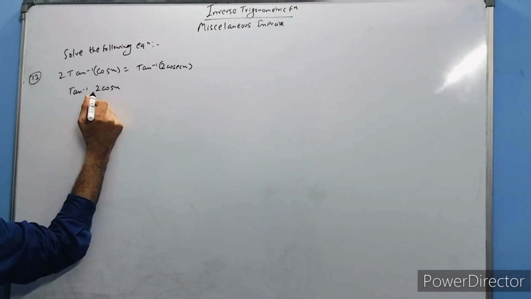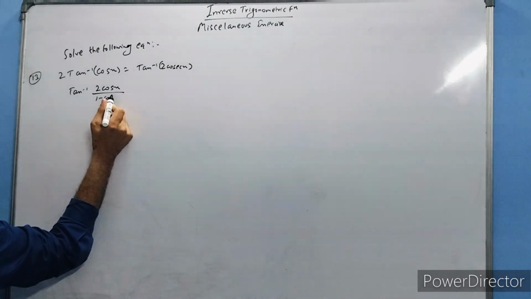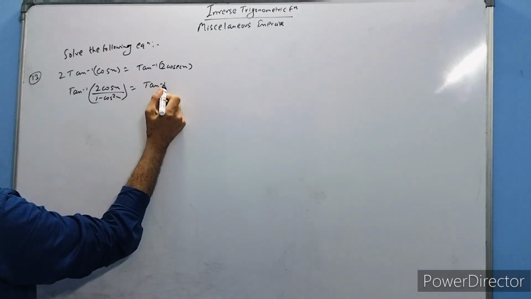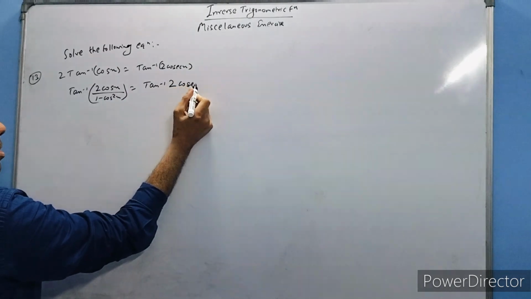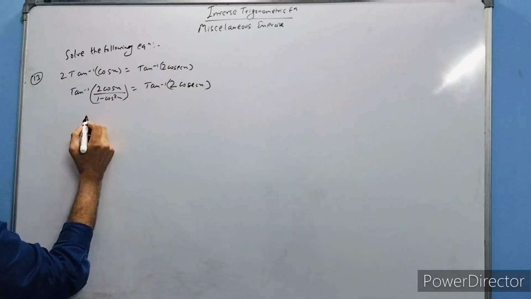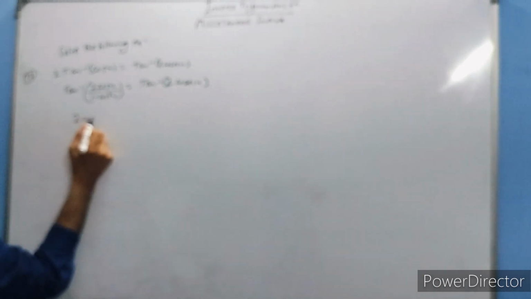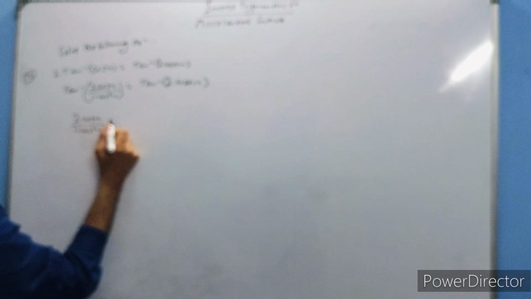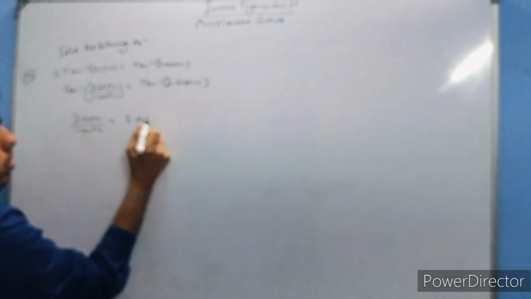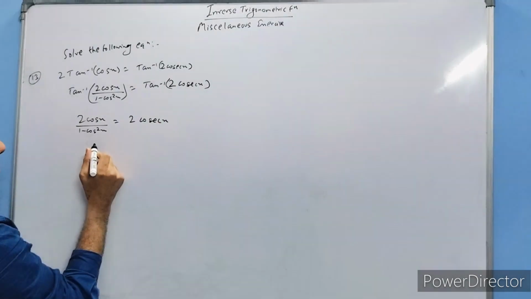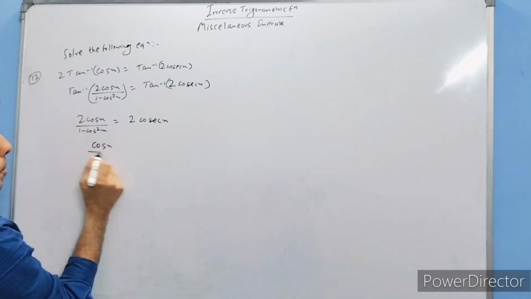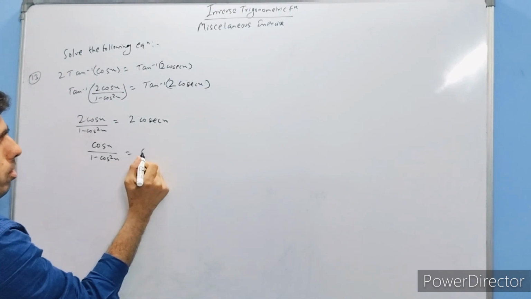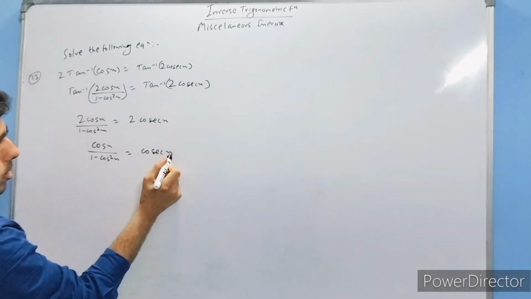Here we have cos x upon 1 minus cos square x. So I have that cos x. Now what will happen? So we'll have 2 cos x upon 1 minus cos square x is equal to 2 cosec x. So we have cos x upon 1 minus cos square x is equal to cosec x.